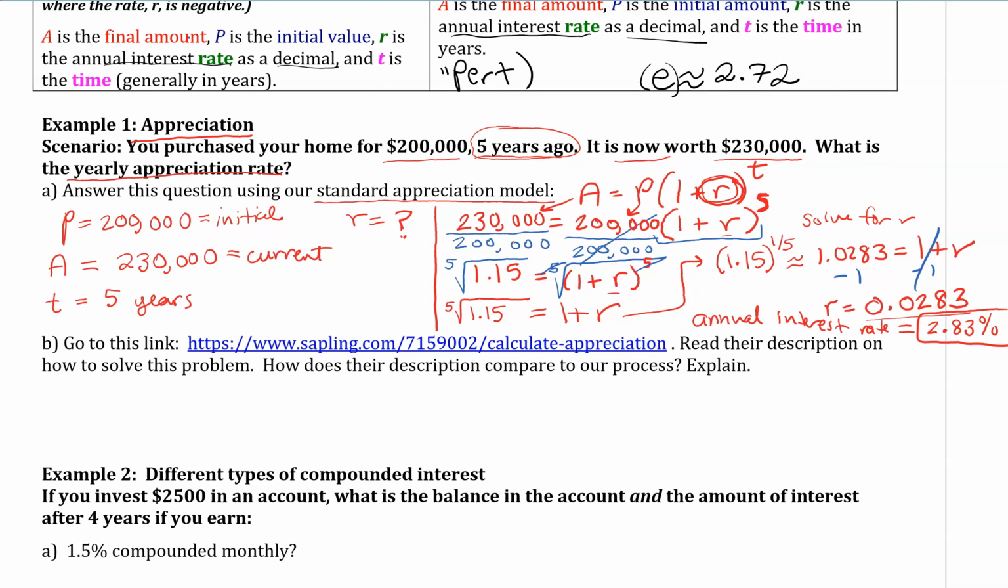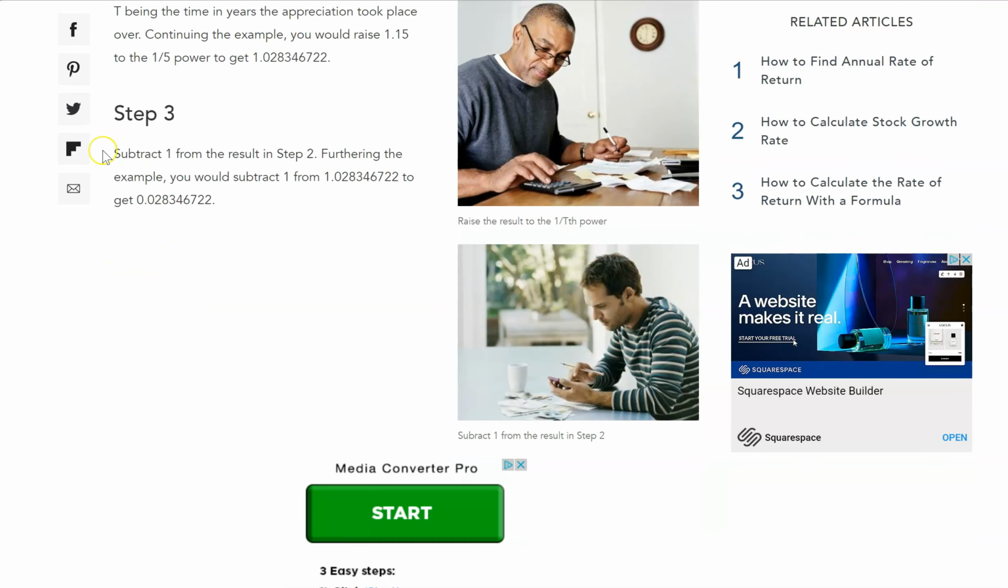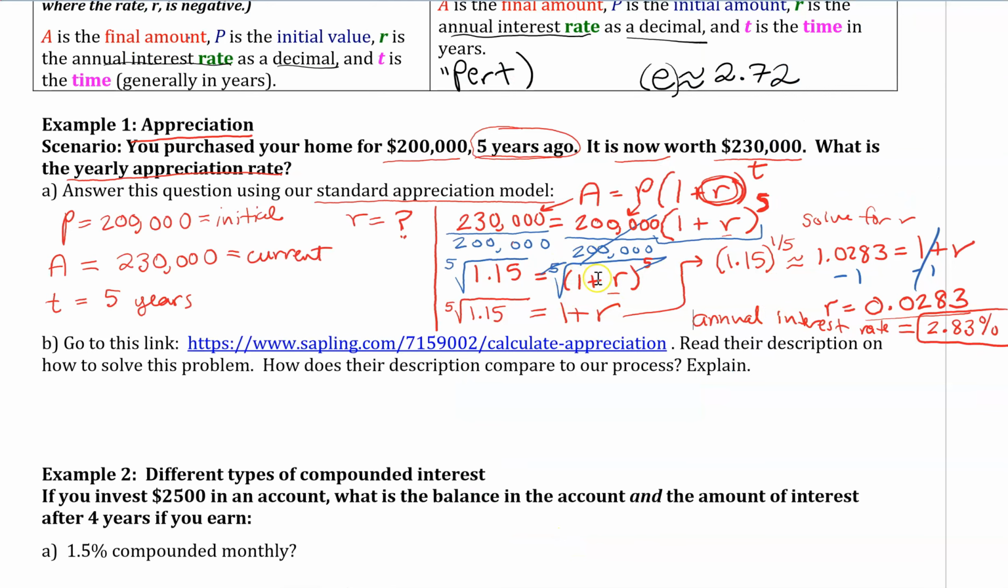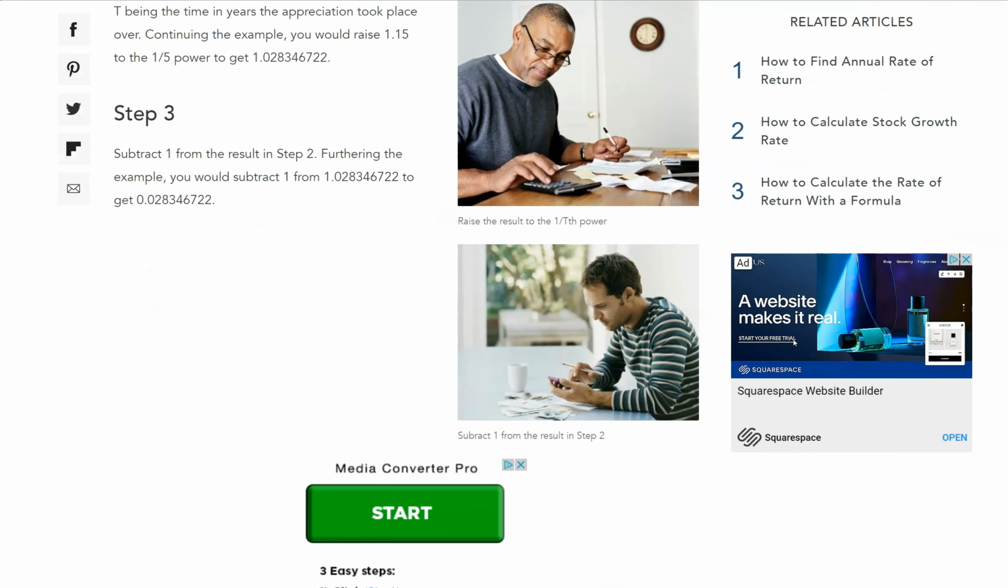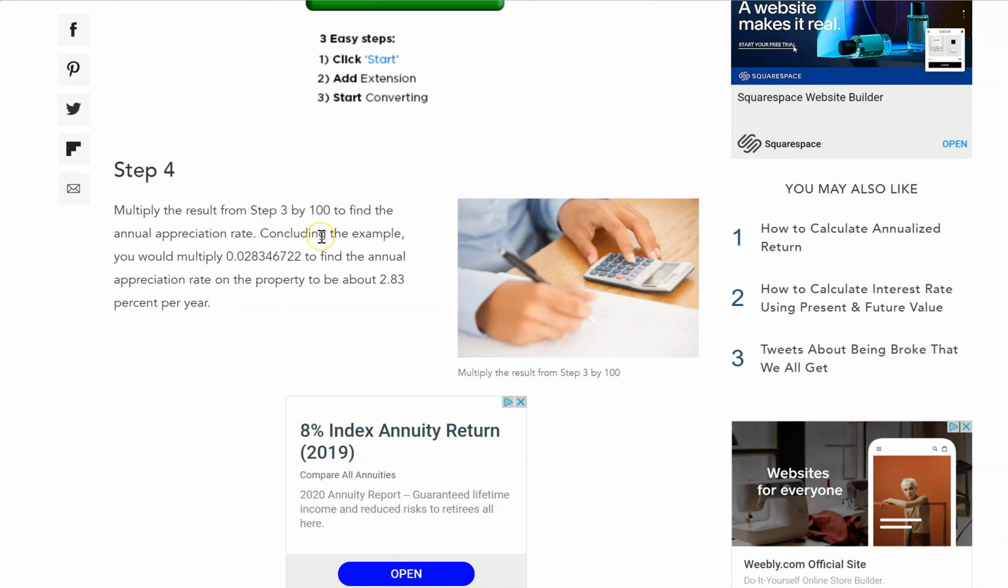So then what do you think they tell this person to do next? They tell them to subtract 1 from the result, because in the formula, it's always 1 plus r. So once you get that alone by doing the 5th root or raising it to the 1 over 5 power, that is equal to 1 plus r. And if you're trying to solve for r, you subtract 1 to get the 0.0283. And then the last thing they tell them to do is to multiply by 100, because to convert that decimal to a percent, you multiply by 100.